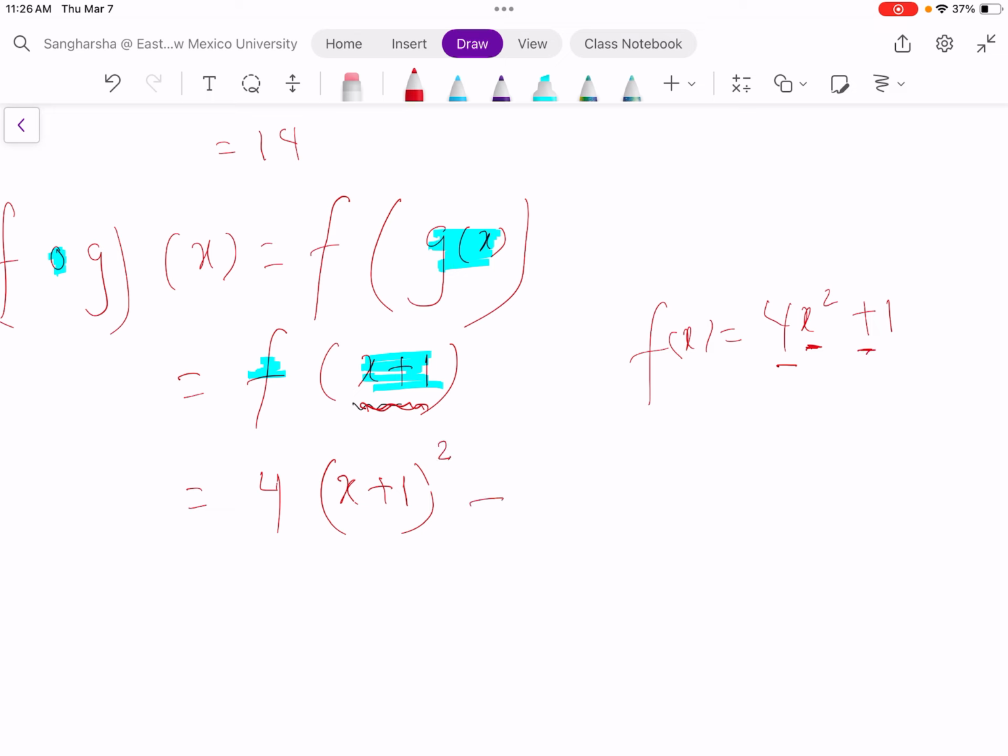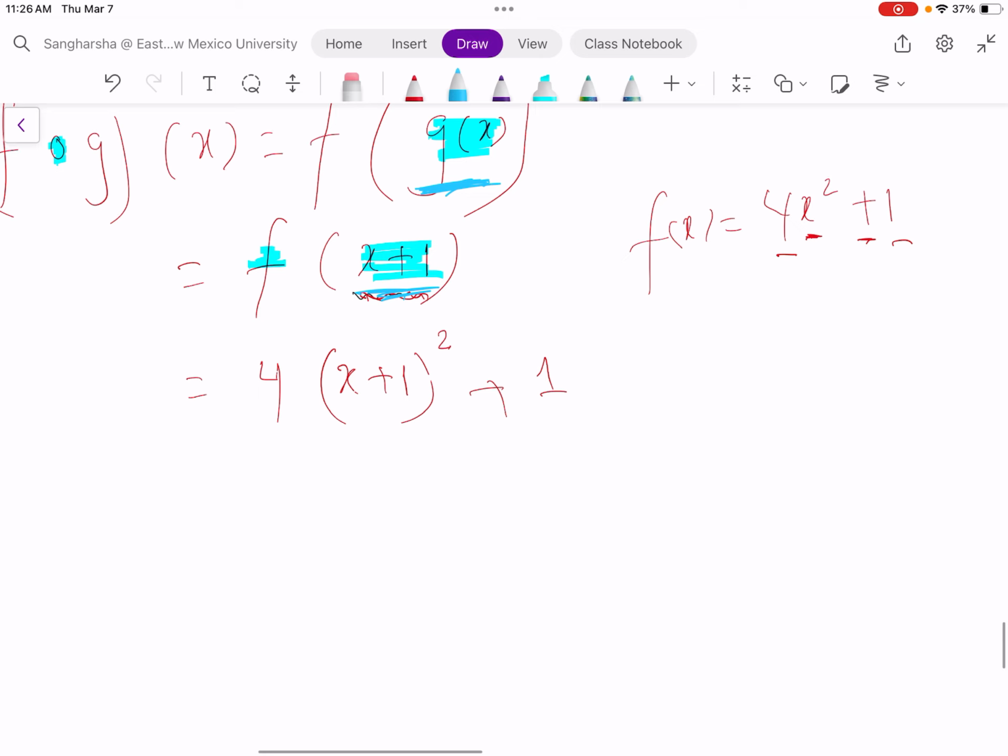Then plus 1. Okay, and when you find the output, there is no more function f here. There is no f here. Once you find the output, your function is gone. Okay, but here in the first step, we just make a substitution. So for g of x, we have x plus 1, and every time when you are finding the output, you are not writing the function name again. Okay, now the remaining is simplifying.